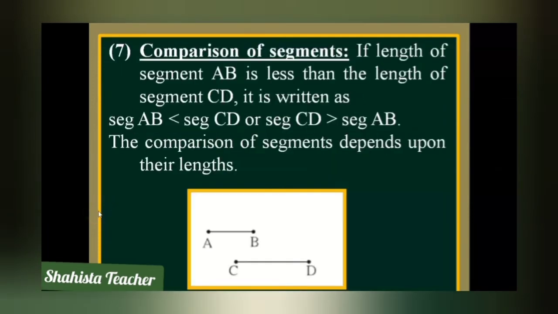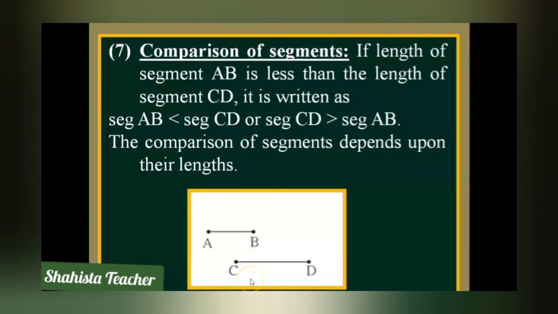Now students, let's learn the comparison between segments. Here, two segments are given. Comparatively, they are different. Now here AB and CD. AB is the smaller segment and segment CD is the larger segment. So we can say that segment CD is greater than segment AB. Is that clear? Or vice versa, we can say that AB is smaller than segment CD.